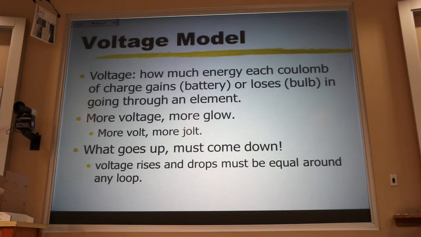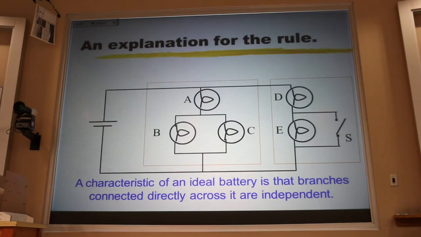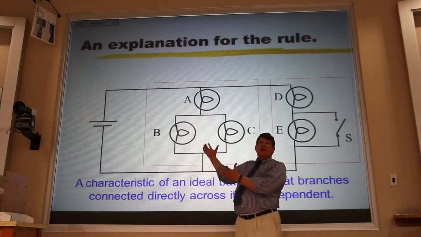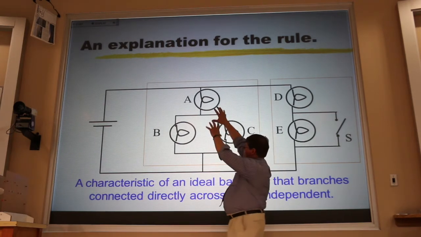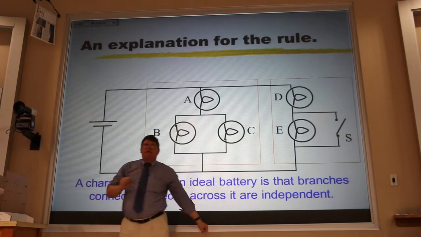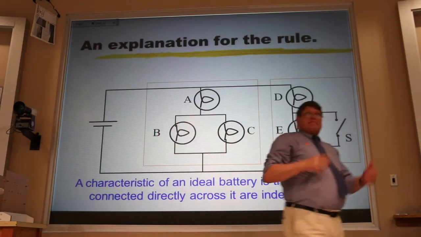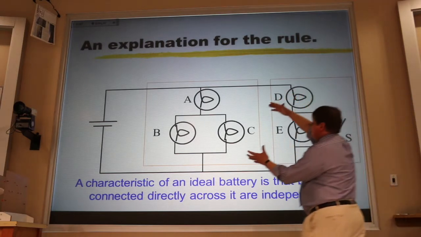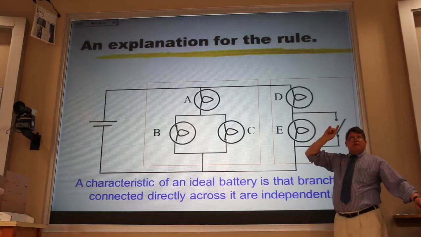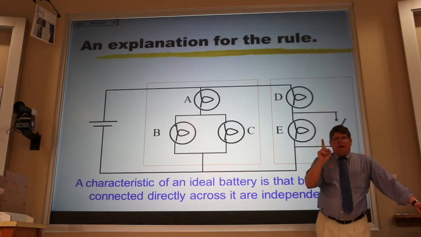Now, the way we use that, we use it two ways. Let me first of all just point out that this is the reason for the independence. If this branch of A, B, and C has direct connections with nothing but wire to both sides of the battery, it's got 12 volts across that branch no matter what I do over here. There's one exception, only one.